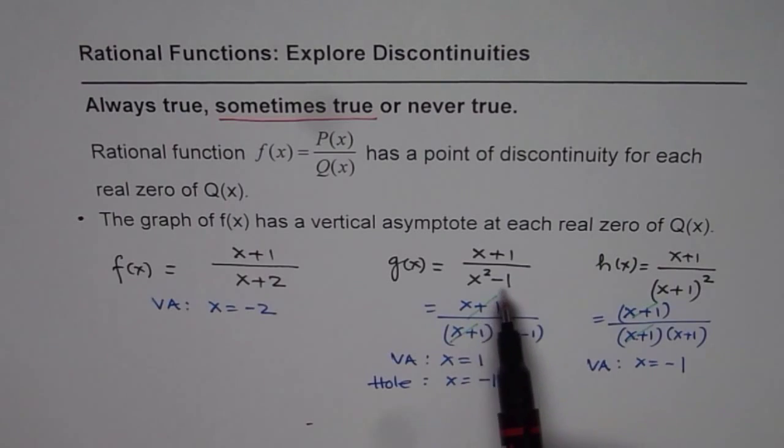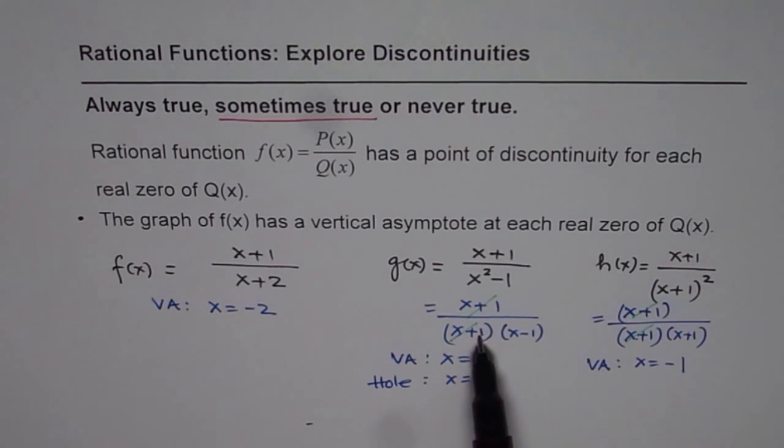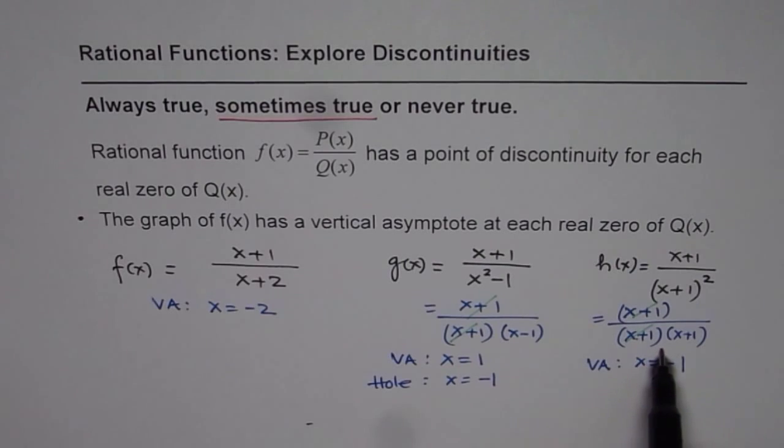Do you understand? So in both the cases, we do have a common factor in numerator and denominator, which makes things zero. But still, we may get a vertical asymptote or even a hole, depending on what the situation is. So that is how you can answer this question.